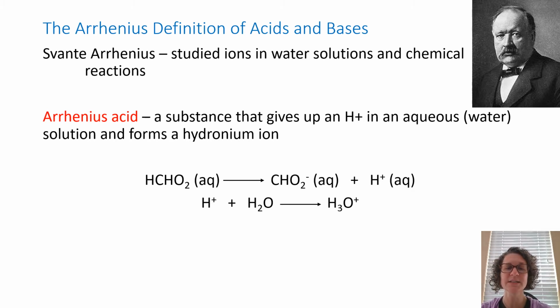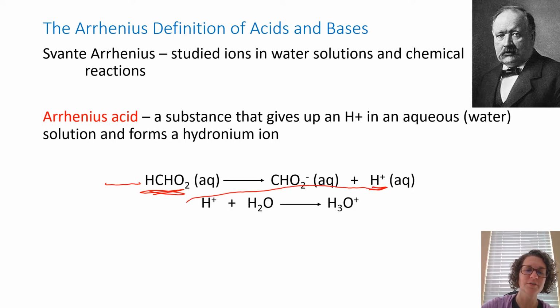He called it an Arrhenius acid because he was very humble. He said that any substance that gives up a hydrogen in a water solution and forms a hydronium ion is an acid. So in this reaction, here's your acid, and it will break into its ions. So you have the negative ion and the positive ion, and almost immediately, because it's in water, this hydrogen will join with a water molecule to form hydronium.